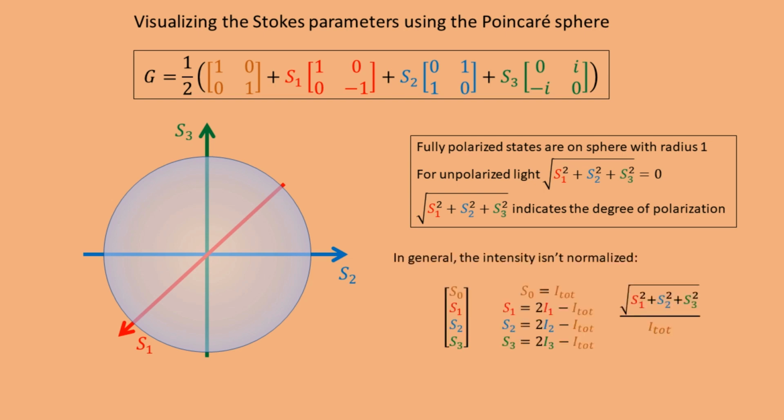In general though, the intensity isn't normalized to 1, but instead it's another degree of freedom, S0, which is the first entry of the Stokes vector. The vector that is plotted in the Poincare sphere is found by taking the last three elements of the Stokes vector and normalizing them by the first element. If one wants to describe the effects of optical components such as polarizers and waveplates on Stokes vectors, one uses so-called Mueller matrices, which consist of 4x4 elements.